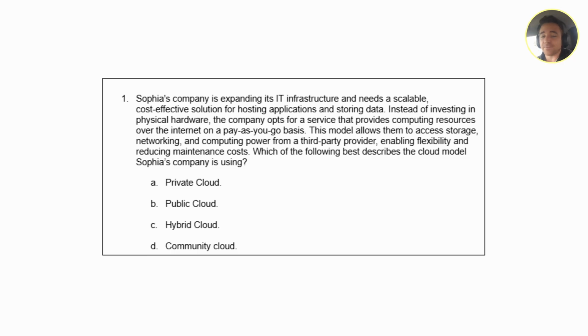The question from exam objective 4 reads, Sophia's company is expanding its IT infrastructure and needs a scalable, cost-effective solution for hosting applications and storing data. Instead of investing in physical hardware, the company opts for a service that provides computing resources over the internet on a pay-as-you-go basis. This model allows them to access storage, networking, and computing power from a third-party provider, enabling flexibility and reducing maintenance costs. Which of the following best describes the cloud model Sophia's company is using? Is it A, private cloud, B, public cloud, C, hybrid cloud, or D, community cloud?